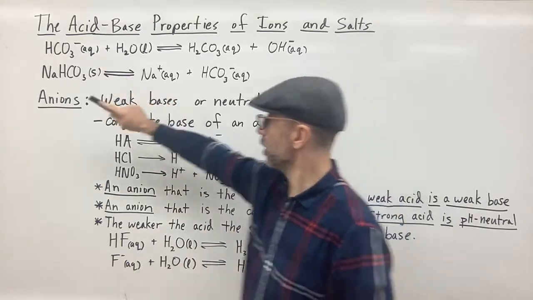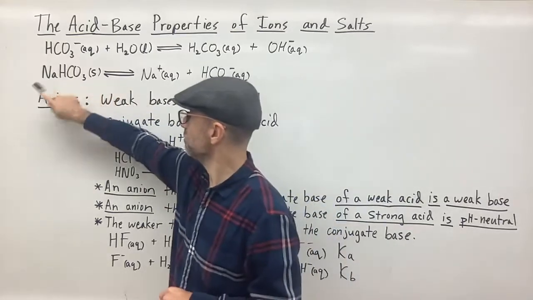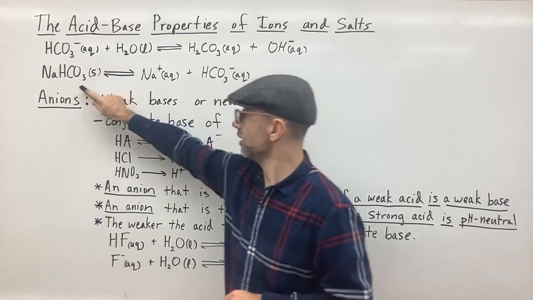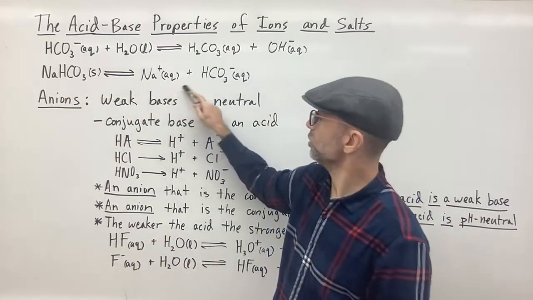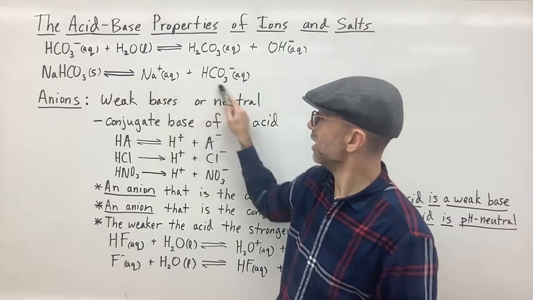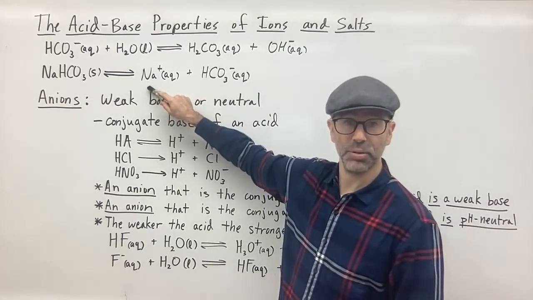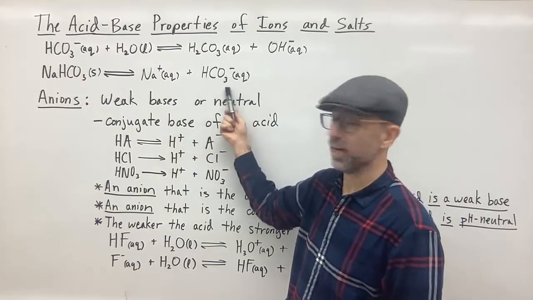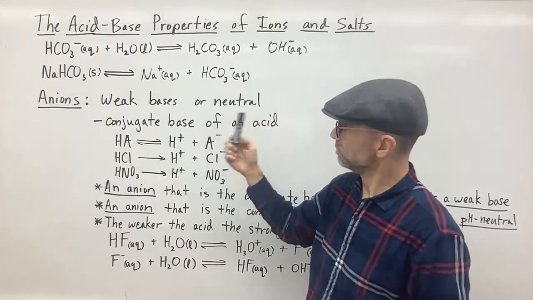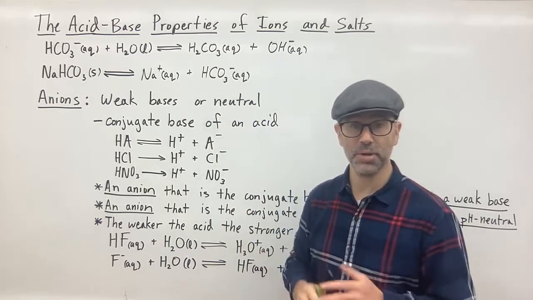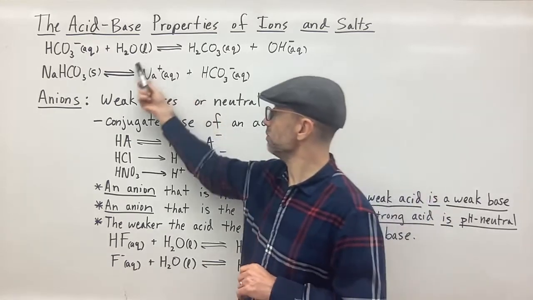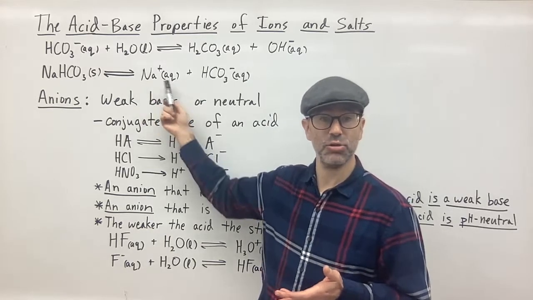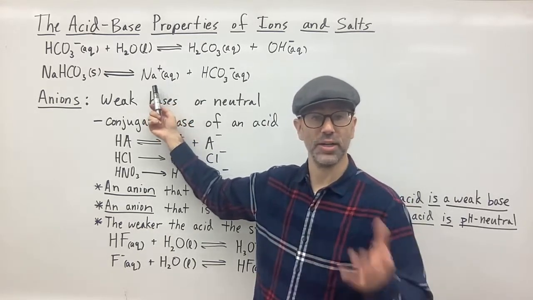So here is where it would probably be as a solid. You have your sodium bicarbonate. Your sodium bicarbonate as a solid, when put into water, will dissolve and then dissociate into your Na plus ion and your HCO3 minus ion, your bicarbonate ion. So here we're going to be talking about the acid-base properties of ions. Your sodium ion is not going to ionize water, so it's going to be neutral, and we'll see that in a later video.